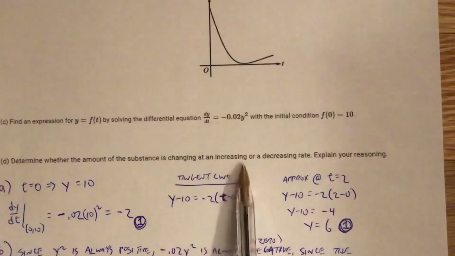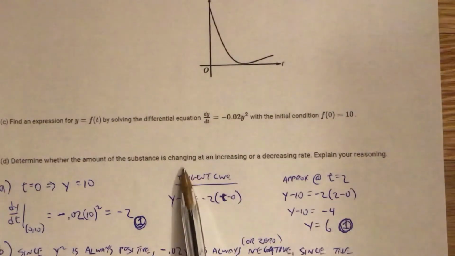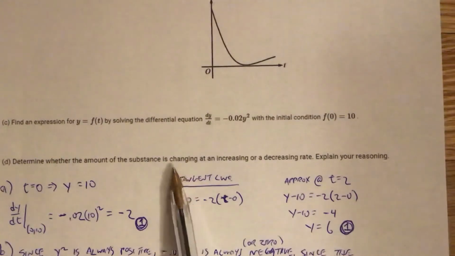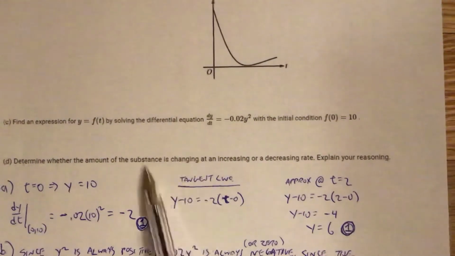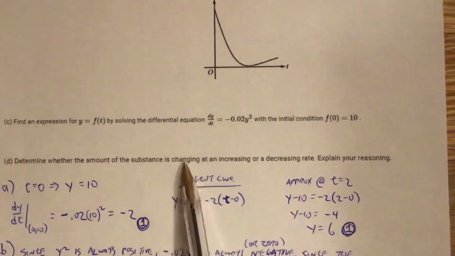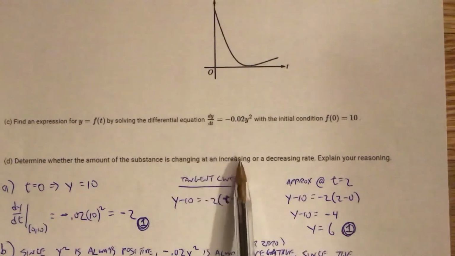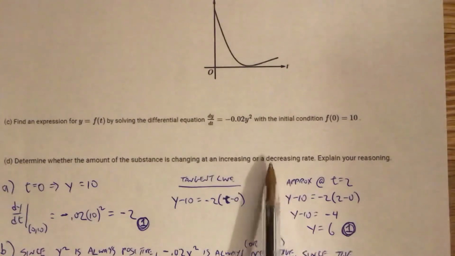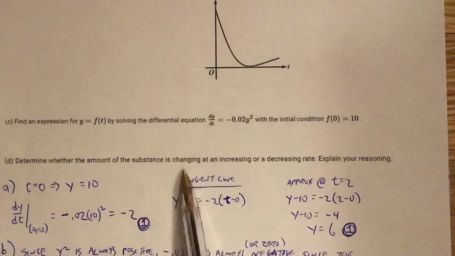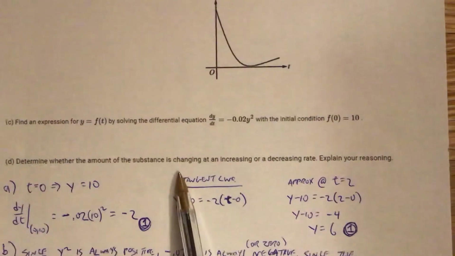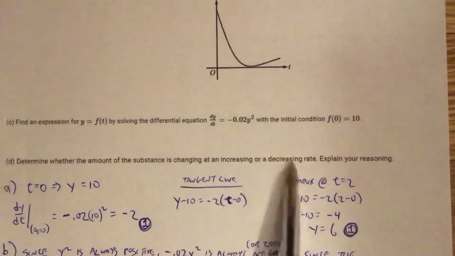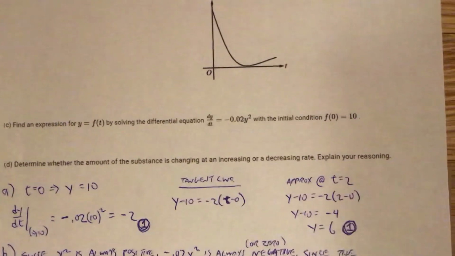If I want the change of the change, I need the second derivative. So that's what's tricky about this. They're asking about if the changing of the substance is going up or down. So it's already the rate of change, and they want to know if the rate of change is changing upward or changing downward. So remember, a change of the change is a change of the derivative. A change of the derivative is measured by the second derivative. So this is going to be answered by a second derivative, and we'll explain our reasoning that way.